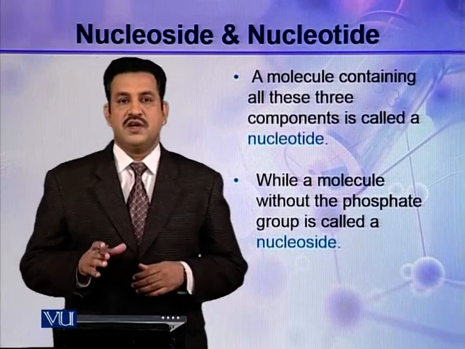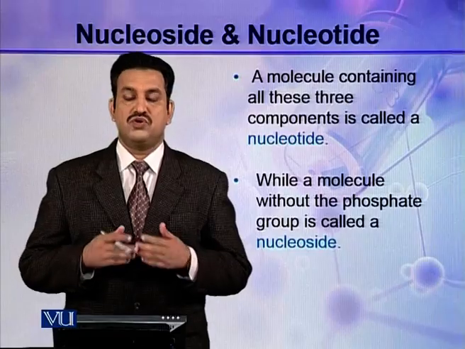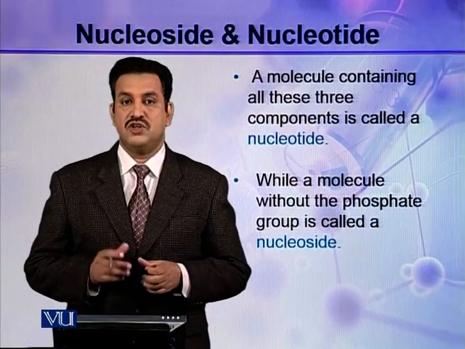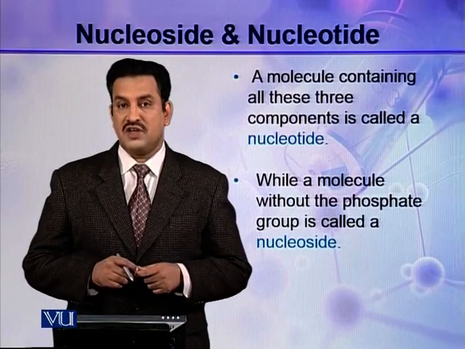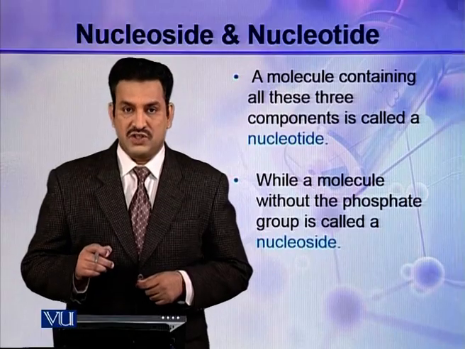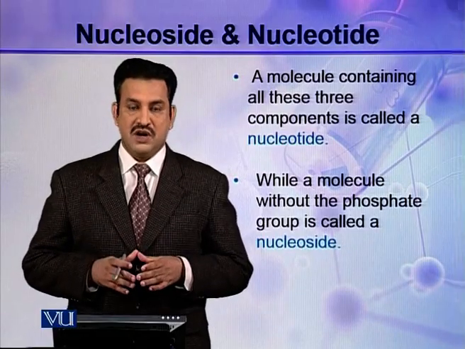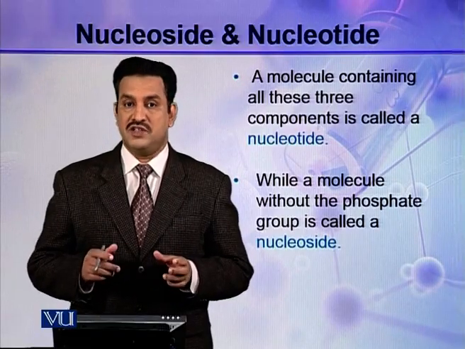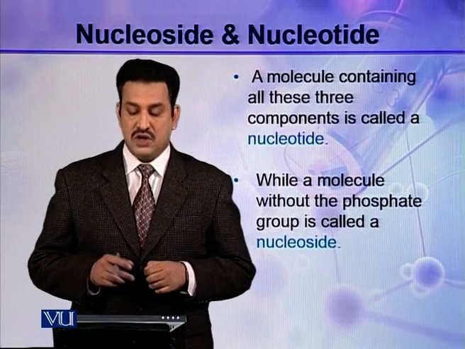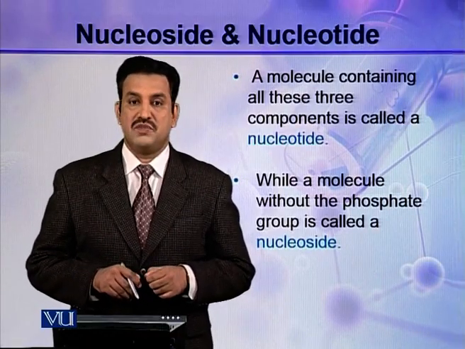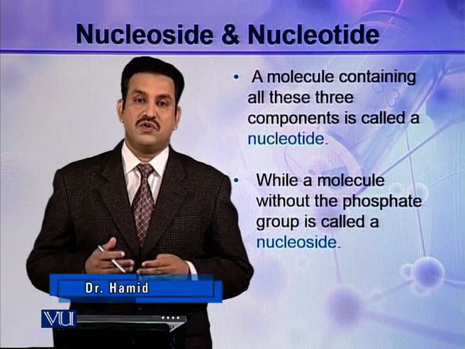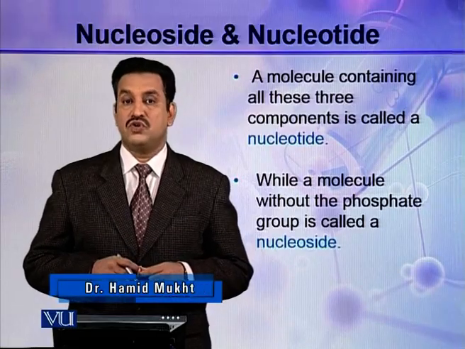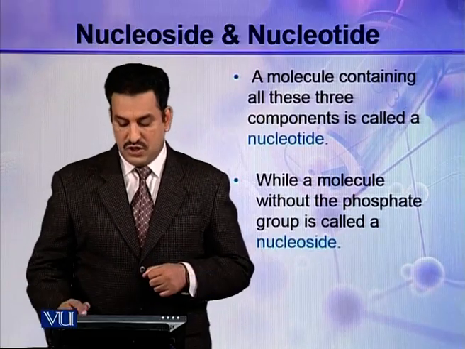Dear students, in this module, I'm going to introduce to you two new types of molecules, and these are nucleosides and nucleotides. A molecule containing all these three components, that is a pentose sugar, a nitrogenous base, and a phosphoric acid, is termed a nucleotide, while a molecule without a phosphate group is termed a nucleoside. Or in other words, a nucleotide molecule with its phosphate group removed is called a nucleoside.